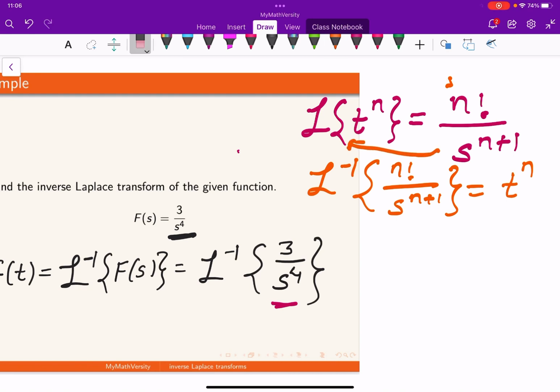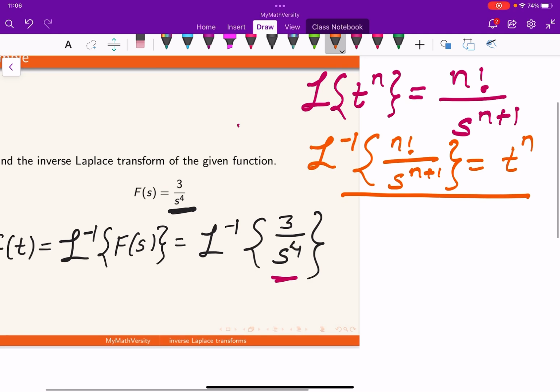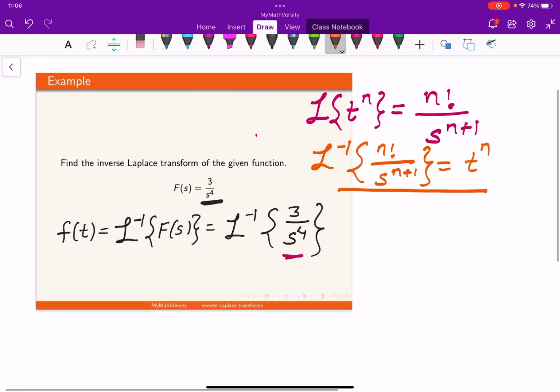So I want to assume that this is my formula, and I want to apply it. But how do we compare here, right? It's not exactly similar, because we have some number at the top. n factorial is some number, so we have that number. And then at the bottom we have something else. We have s to the power n plus 1 in the formula, and here we have s to the power 4.